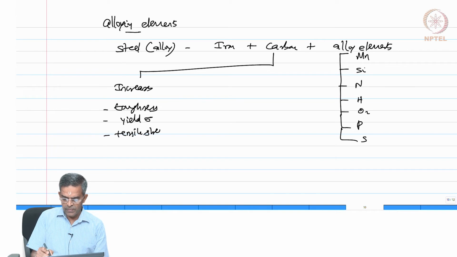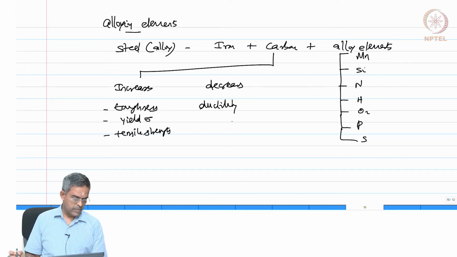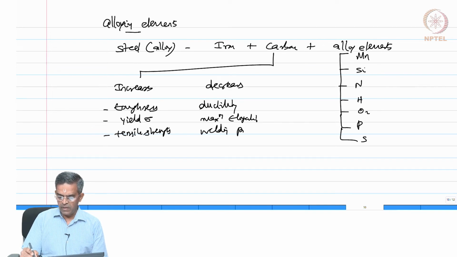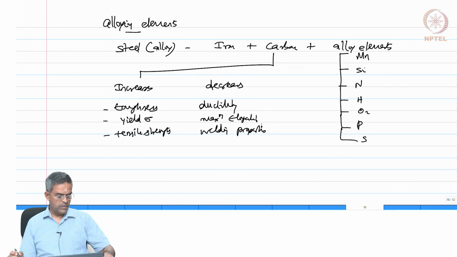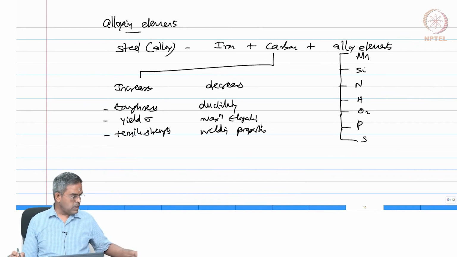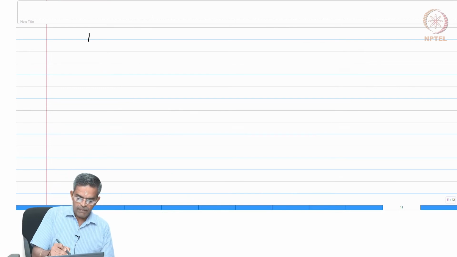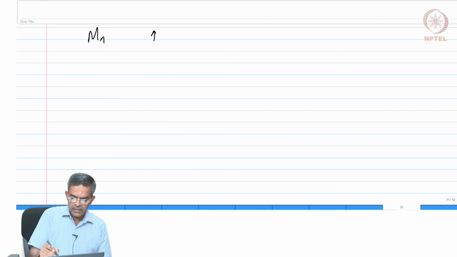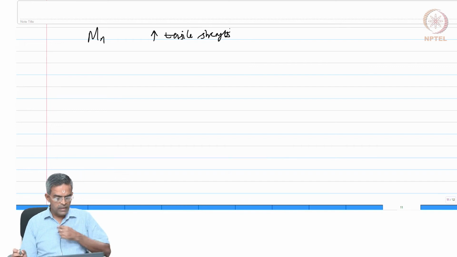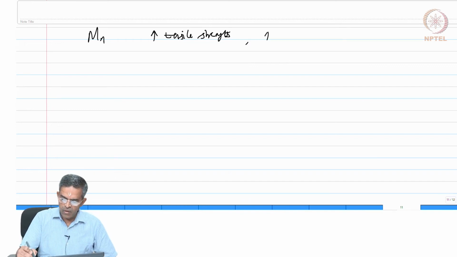We just now saw the figure, but it decreases ductility, maximum elongation, and it also affects the welding properties. Now, with respect to the alloying elements, let us quickly see what are their contributions. Manganese increases the tensile strength. The presence of manganese increases tensile strength, it also increases the weldability.